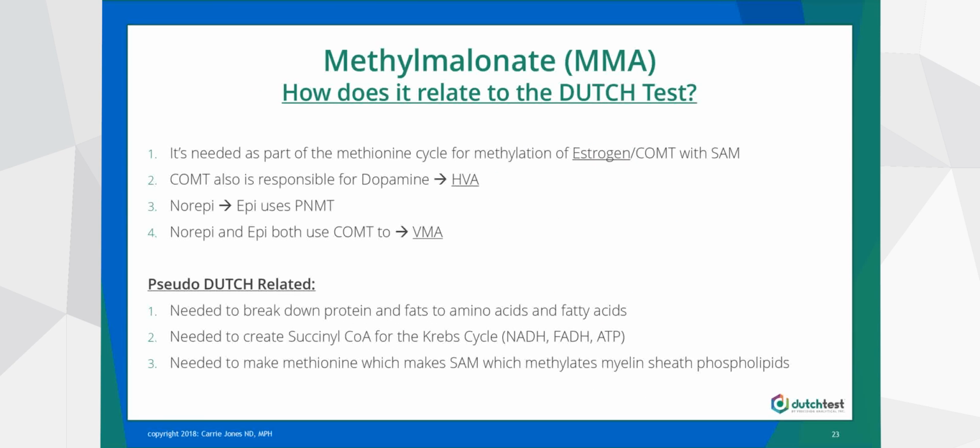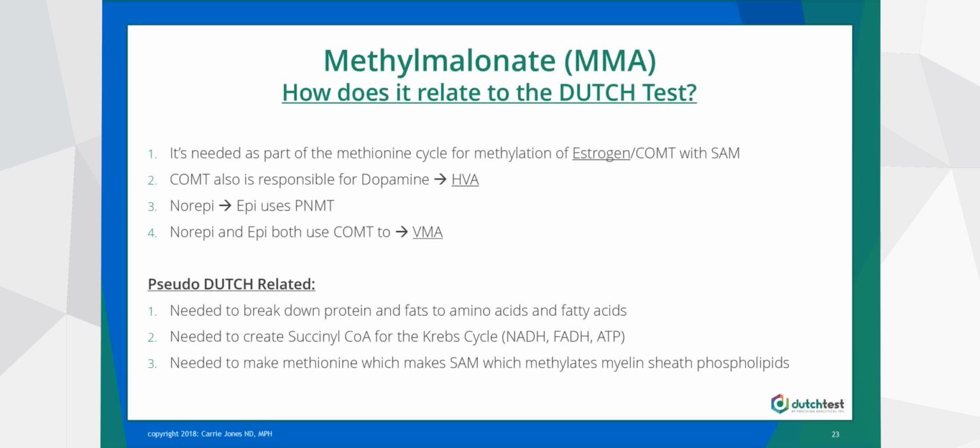Oops, go back a slide. Getting ahead of myself. All right, MMA, how does it relate to the Dutch test? It is needed as part of the methionine cycle for the methylation of estrogen. Estrogen's underlined. Go back and check phase 1, phase 2, phase 1 going into phase 2 detox. COMT is paired with SAM, of course. COMT is also responsible for the dopamine breakdown into HVA. So look at the HVA level.